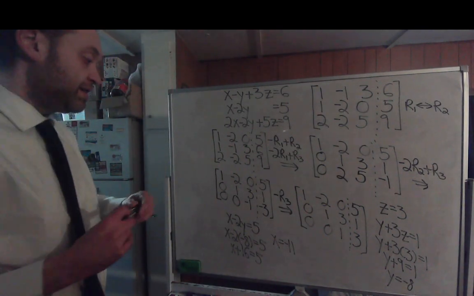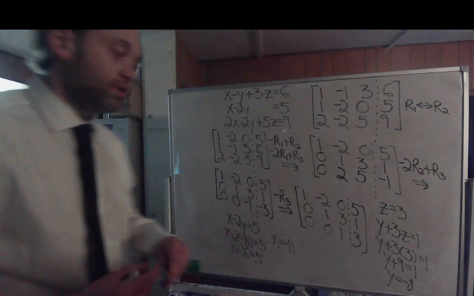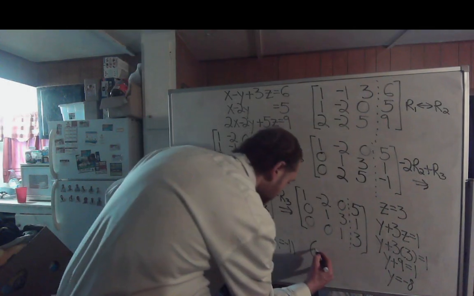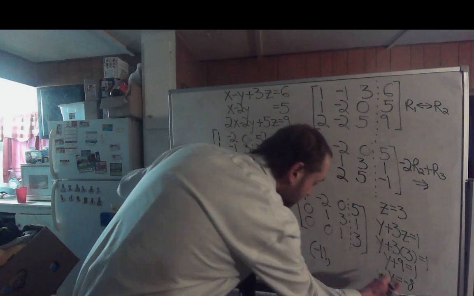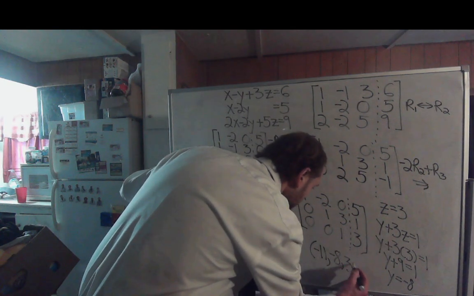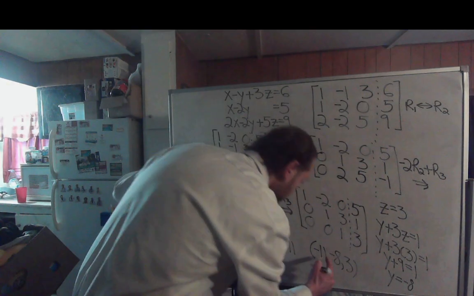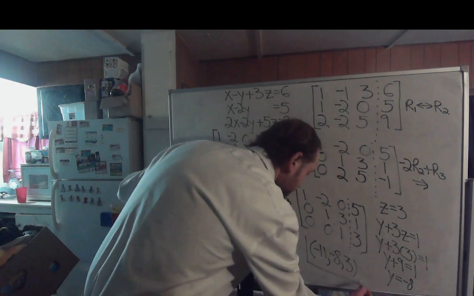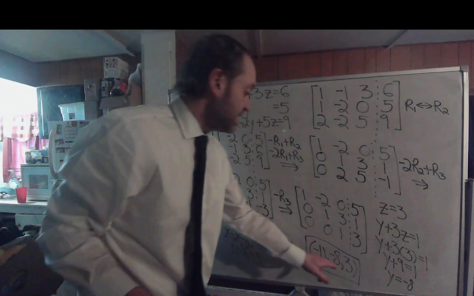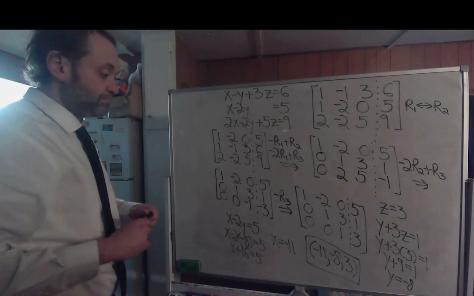And now we have the ordered triple that's going to be our solution since we have x, y, and z. The ordered triple would be -11, then -8, and then 3. So the ordered triple that's the solution to this system of equations would be -11, -8, and 3.